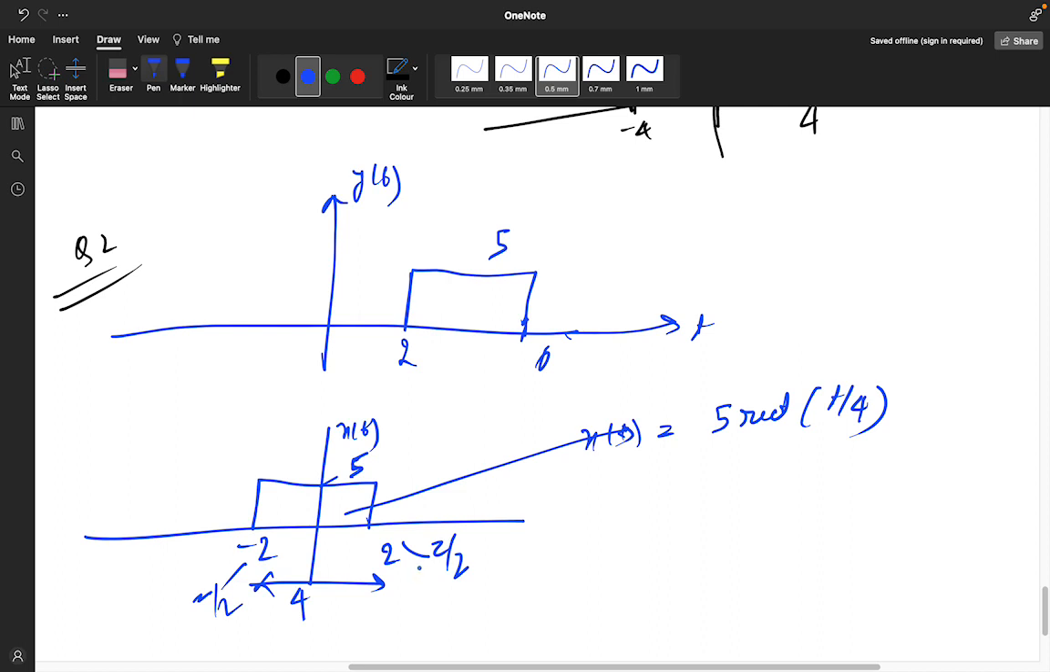So tau by 2 means, what is the value of tau? Minus tau by 2 is -2, so the tau value is 4. This is the duration, that is 4.